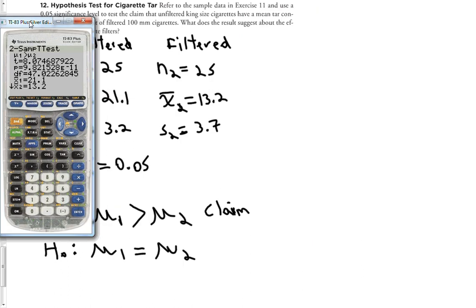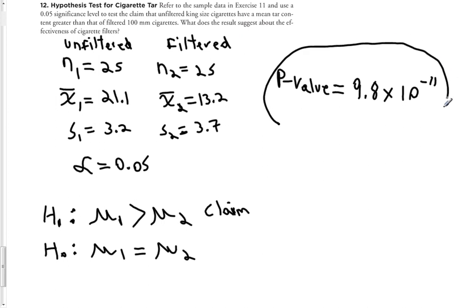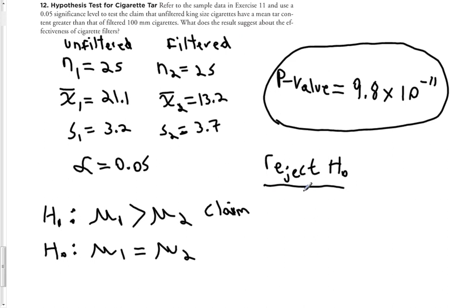So let's do our conclusion here. The p-value in this case is a very small number. I'm going to write it in scientific notation: 9.8 times 10 to the negative 11th power. That's what the calculator was telling me. That's a very, very small number, and that is less than alpha, 0.05. So since the p-value is so low, the null must go. The p-value leads us to reject the null hypothesis, and since we're rejecting the null hypothesis, we're rejecting it in favor of the claim. So there is sufficient sample evidence to support the claim that unfiltered cigarettes have a tar content greater than filtered cigarettes.